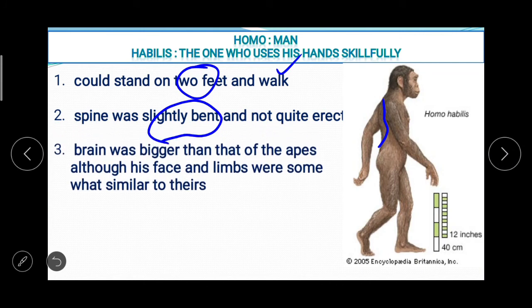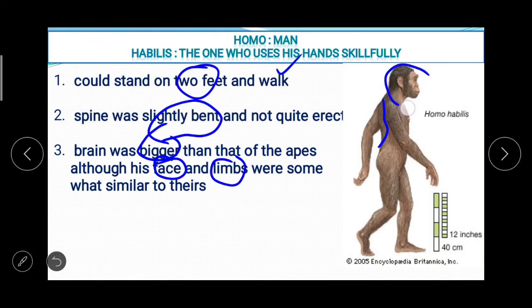His brain was bigger than that of the apes. Now the skilled man or the skilled human is the next stage of apes. So the apes से brain थोड़ा ज़्यादा big था size में. Brain was bigger than that of the apes, although his face and limbs were somewhat similar to theirs.